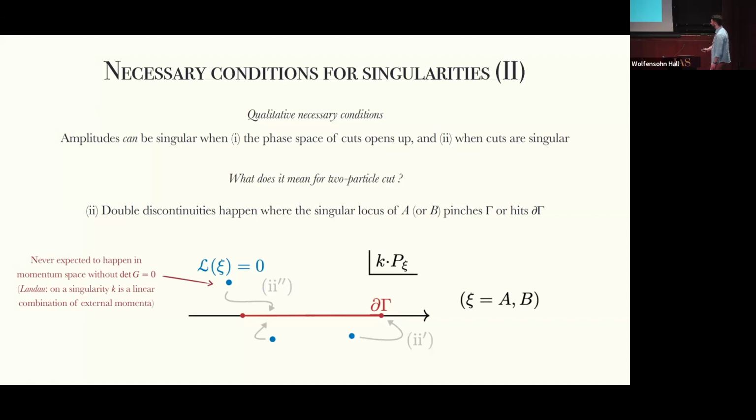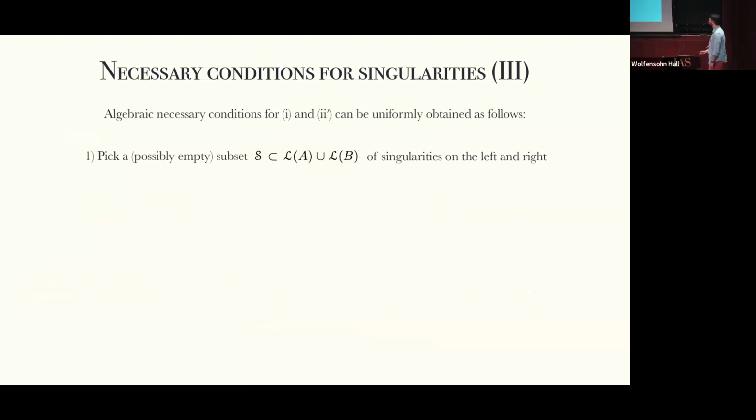And this is corroborated by Landau's analysis, which tells us that on the singularity, the loop momentum is actually a linear combination of external momenta. So this det G equals 0 is satisfied. And even if you try very hard to implement this condition and try to see if it gives any new singularity, in all the examples we checked, it never does. So there's a physical reason to ignore this case, and also in all the examples considered, it never gave anything non-trivial. So basically, we'll just consider case 1.